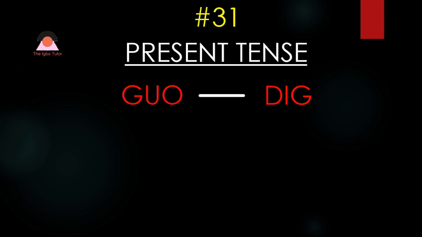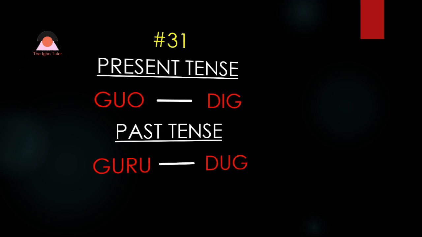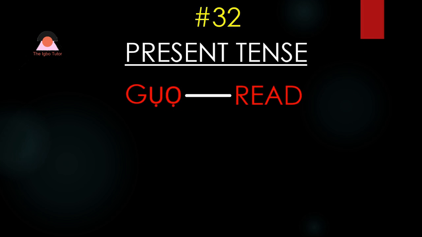Let's go. 31. And the word is guo, dig. There is a time we also use G-U-O, but this is G-U-O. We have another one. Let me just move to this. We have G-U-O also, but having dot under U and dot under O.